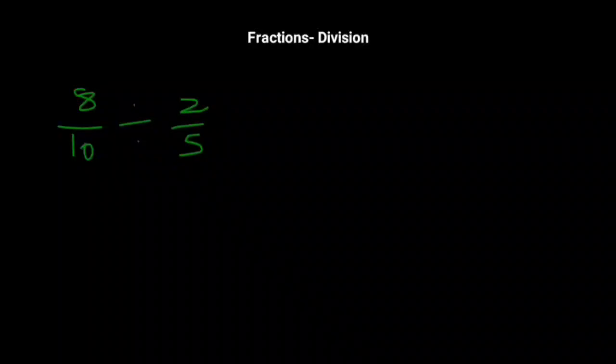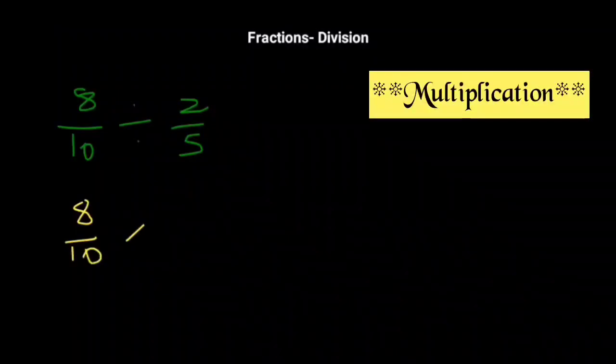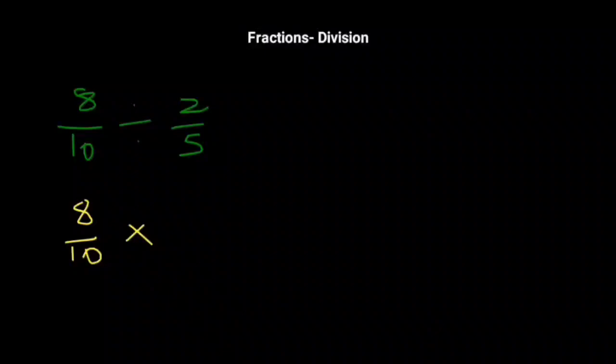So using that method, we're going to have 8/10. Changing the sign, we now have multiplying, so we change the sign from division to multiplying. And then we flip the second fraction, which is going to be 5/2. And then we work it as if we were multiplying the fractions, because we are multiplying the fractions now.